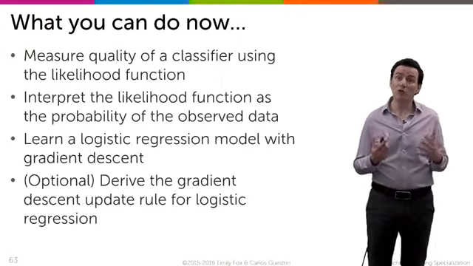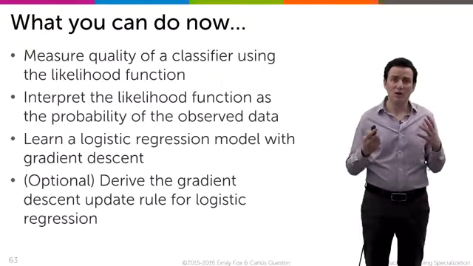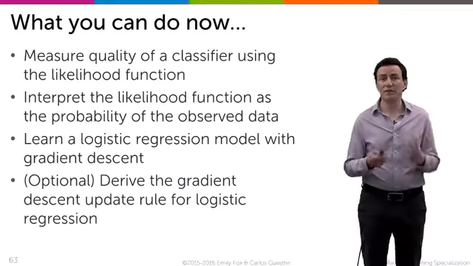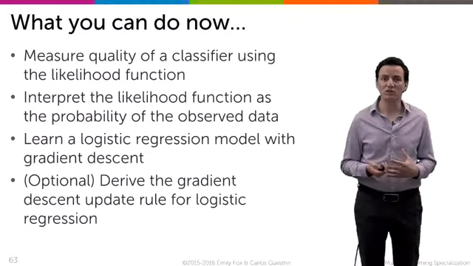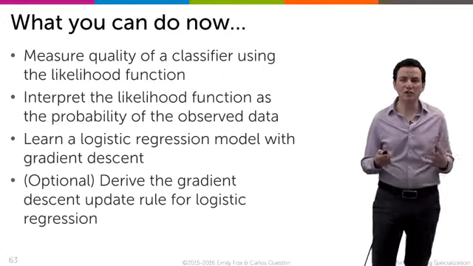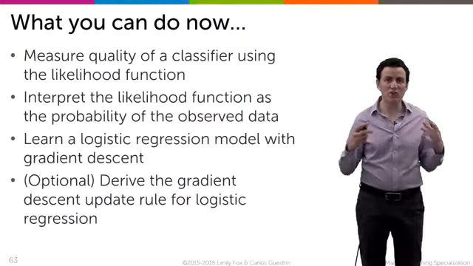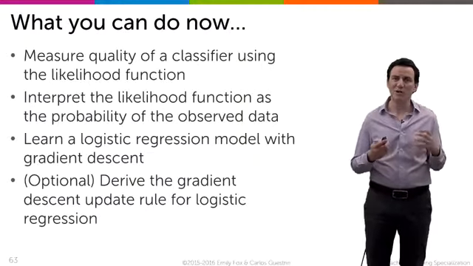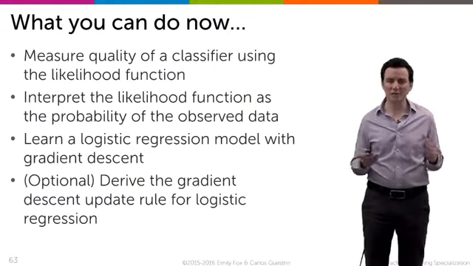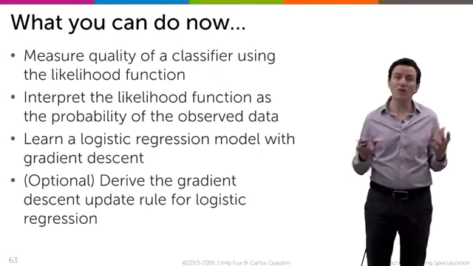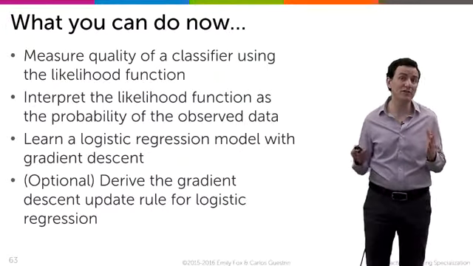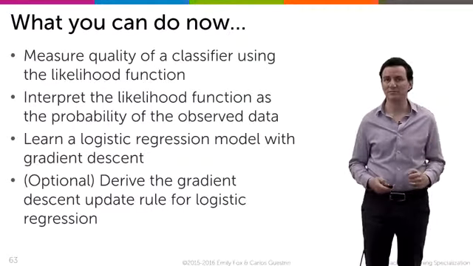Now you're able to define what the quality metric is for logistic regression. You can interpret that likelihood function as being the probability that you get the training data right, and you want to maximize that. We talked about the gradient ascent algorithm that does it with really simple updates, and we had this optional section where we derived the gradient ascent algorithm from scratch.